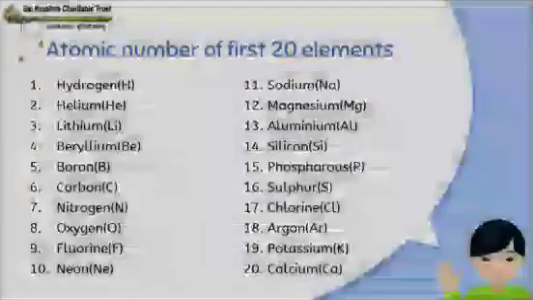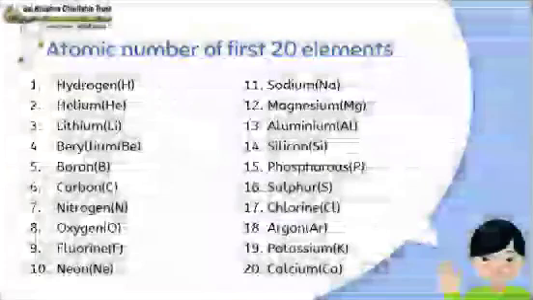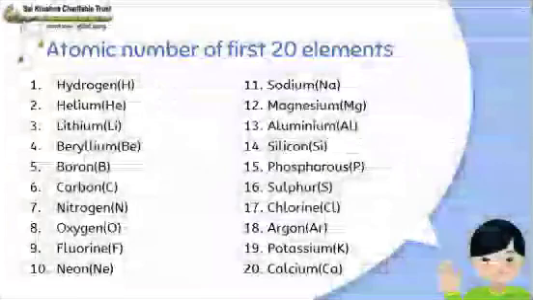So here are the atomic numbers of the first 20 elements. Here 1, 2, 3 represent the atomic number and the symbol is given in the brackets. The first one is hydrogen and the symbol is capital letter H. In any symbol, if there is only one letter, you have to write it in capital. If there are two letters, the first letter has to be capital and the second letter should be lowercase. Is it clear, children?